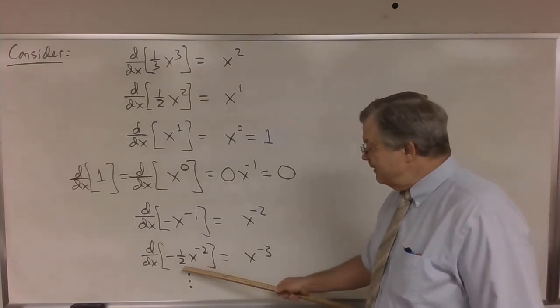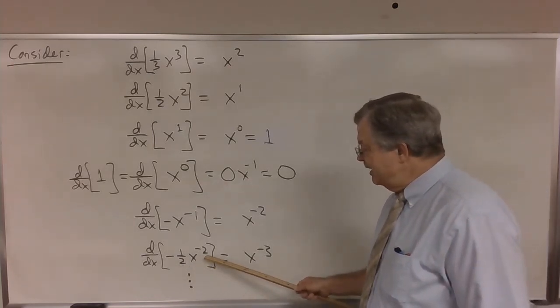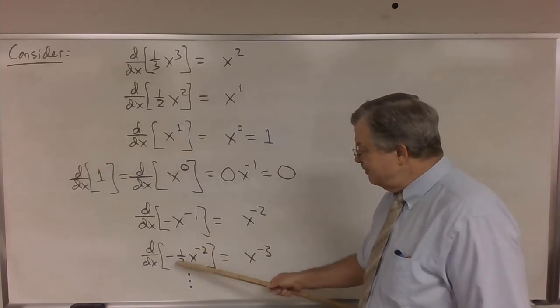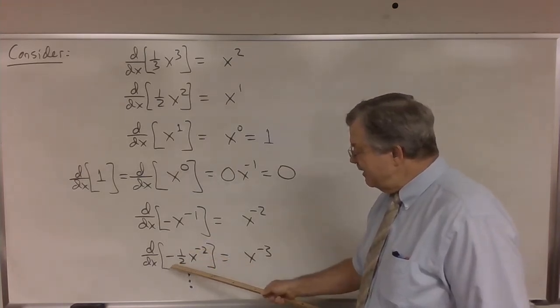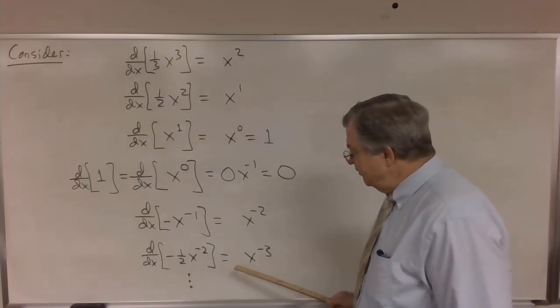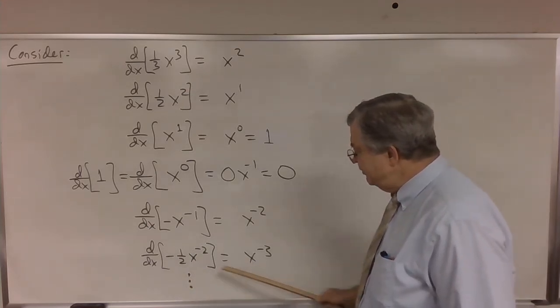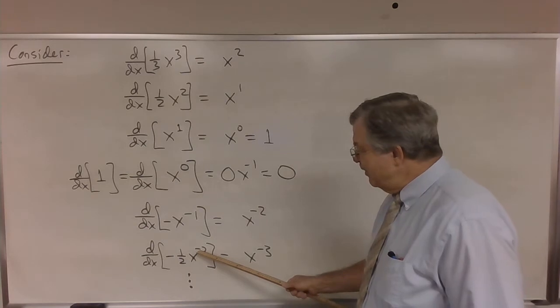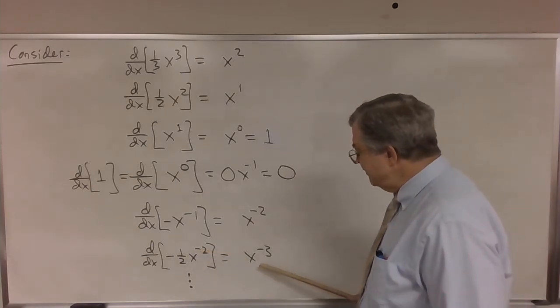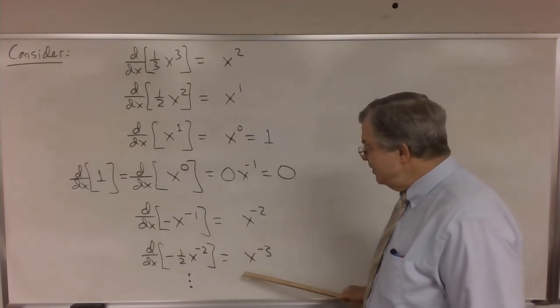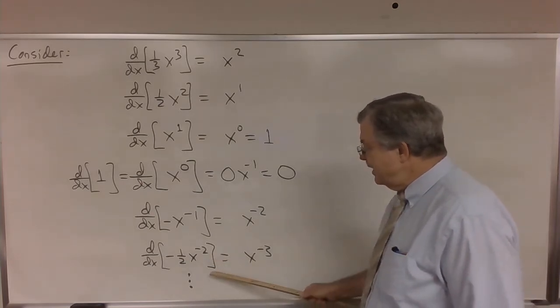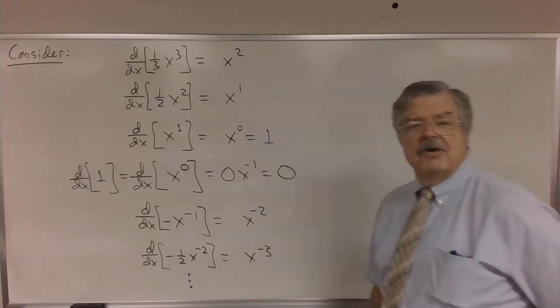The derivative of -1/2 x to the -2, bring the exponent down front. -2 times -1/2 is +1. So we have +1 times x to the power of -2 minus 1. The derivative of -1/2 x to the -2 is x to the -3. And so on and so forth.